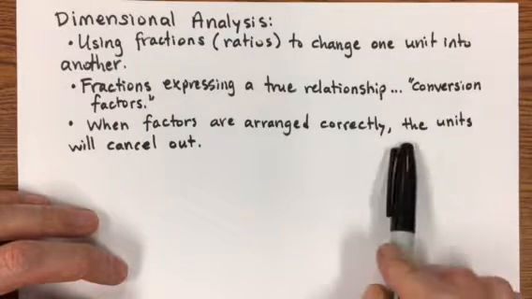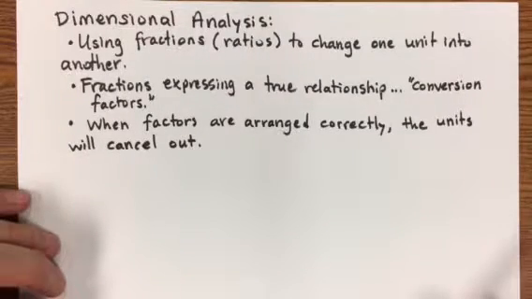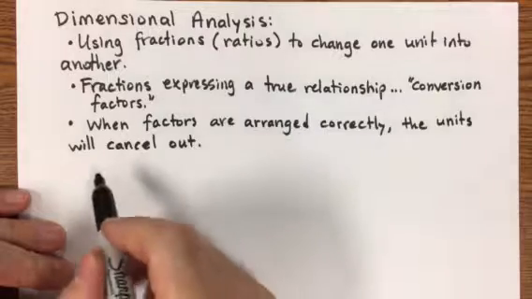When the factors are arranged correctly, the units will cancel out, and that is really helpful because then you know what the right answer is. The right answer is just a matter of calculator work after that. So let's have an example.